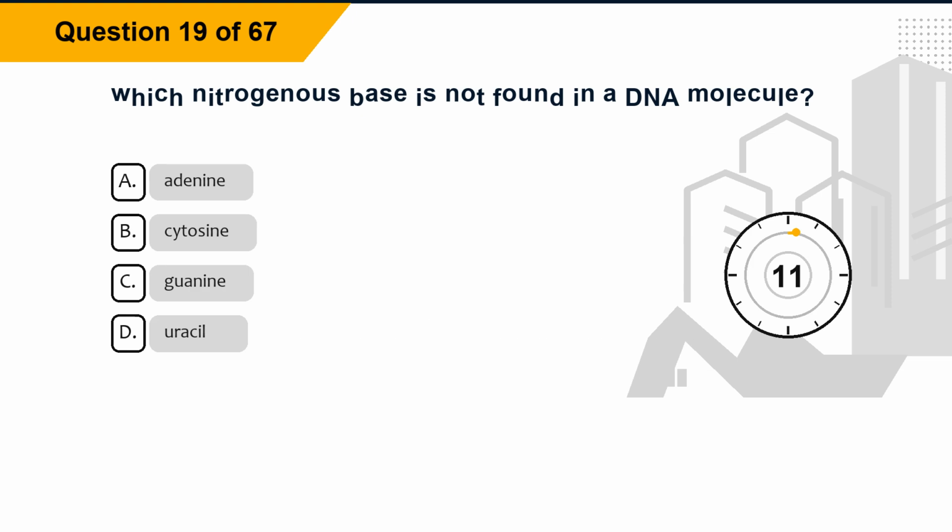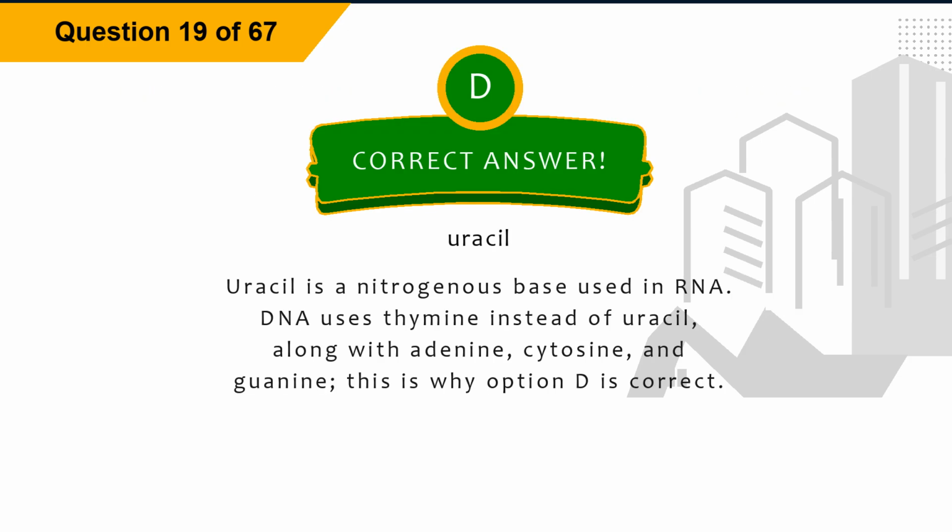Question 19. Which nitrogenous base is not found in a DNA molecule? Option A, adenine. Option B, cytosine. Option C, guanine. Option D, uracil. The correct answer is option D, uracil.